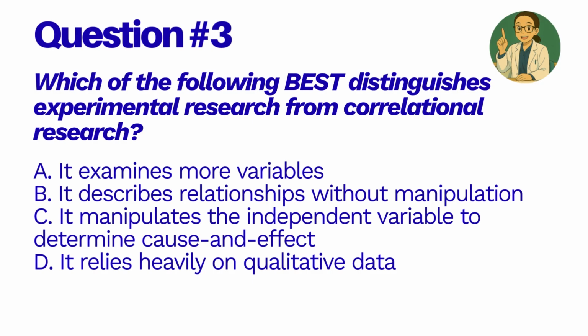What distinguishes experimental research from correlational studies? The correct answer is C. It manipulates the independent variable to determine cause and effect. Experimental research is the only design that can establish causality. By manipulating variables and controlling external factors, researchers can observe how changes in one variable directly affect another. In contrast, correlational research identifies relationships but cannot conclude that one variable causes another.